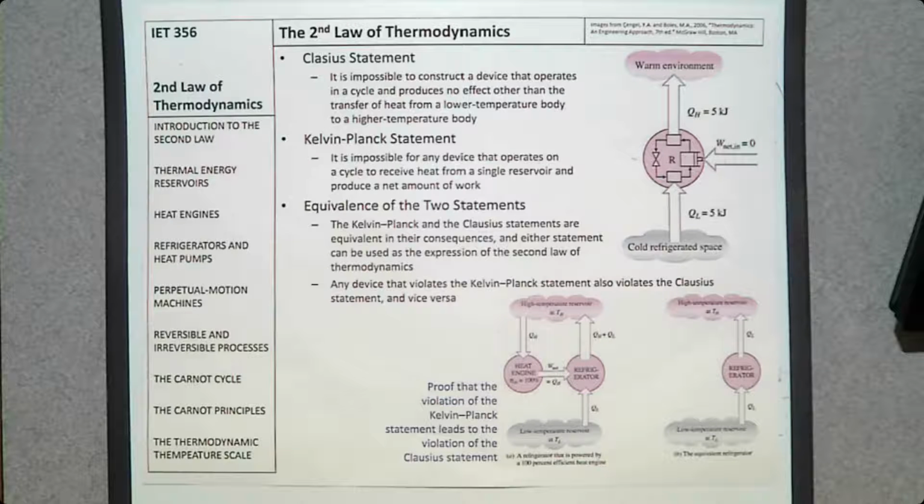The second one, Kelvin-Planck statement, which is very interesting. It is impossible for any device that operates on a cycle to receive heat from a single reservoir and produce a net amount of work. What does it mean? When you have a power plant, there's no cooling system. You just burn fossil fuel and then you can produce electricity without cooling it. Is it possible? Not really, but why?